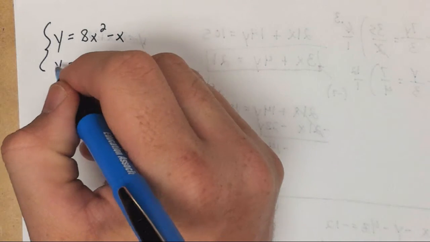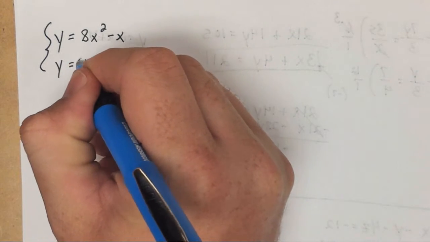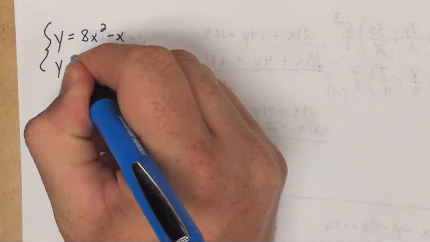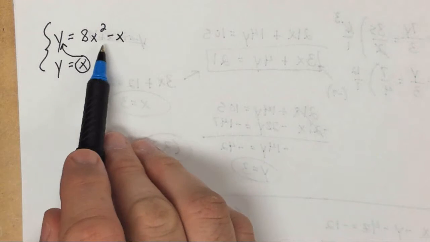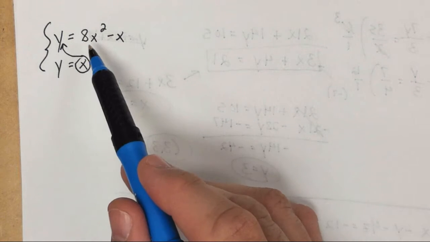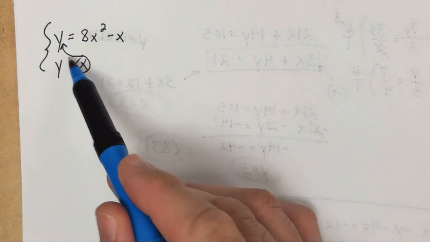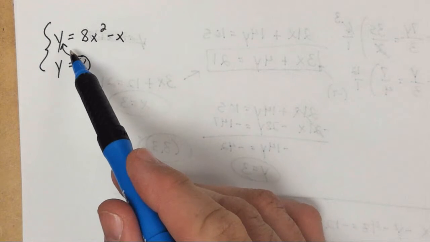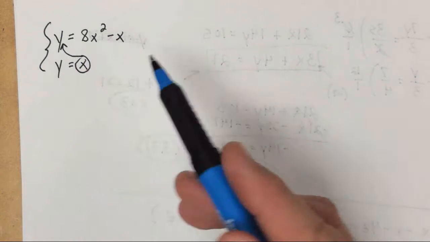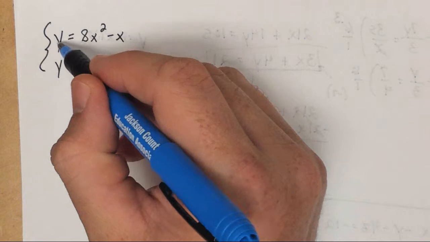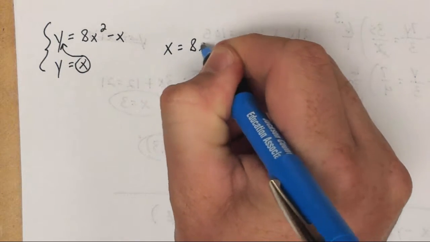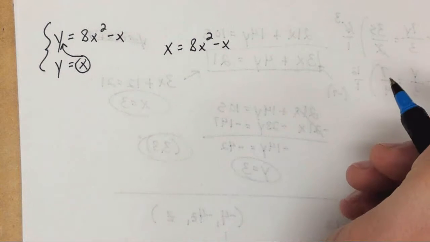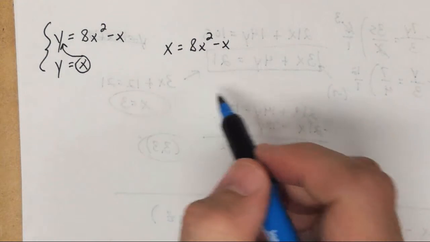So here's what you do. Y equals x. So in the place of y in your other equation, you substitute in x. You can't solve y equals 8x squared minus x, it has infinite solutions. But if you can eliminate one of the two variables by either substitution or elimination, now you've got something you can solve. So we take out the y, we put in what it's equal to. We now have x equals 8x squared minus x.